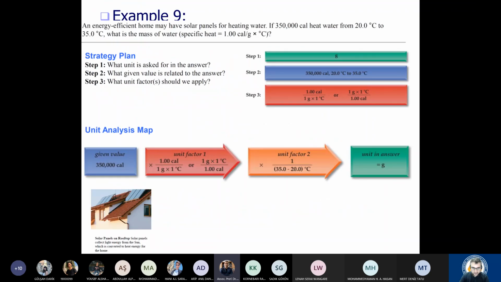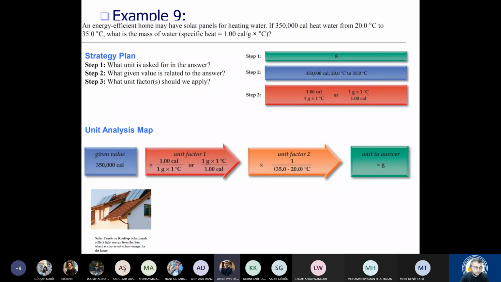Yes, another question. This is a bit different. This time they said that an energy efficient home may have solar panels for heating water, as in Cyprus also, we are using solar panels for heating water. So if 350,000 calorie heat water from 20 Celsius to 35 Celsius, what is the mass of water?